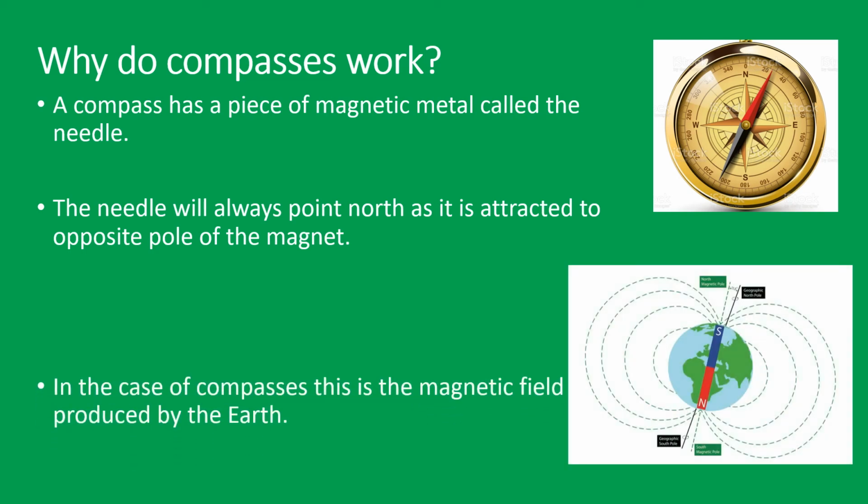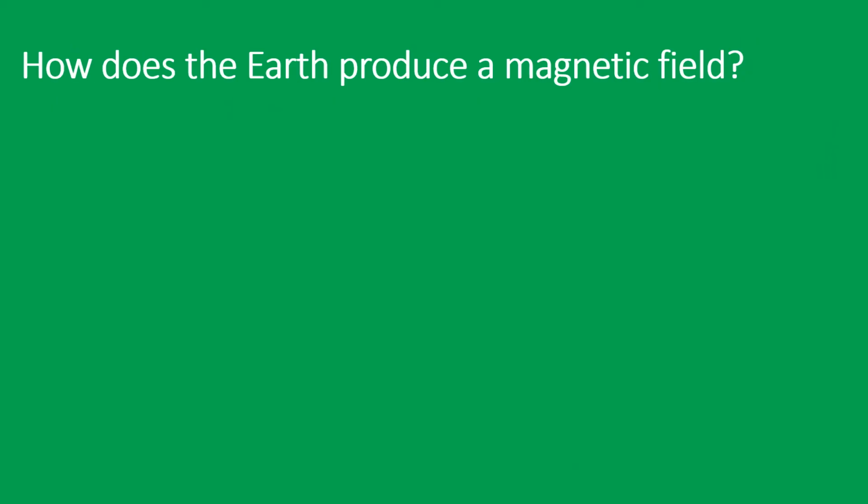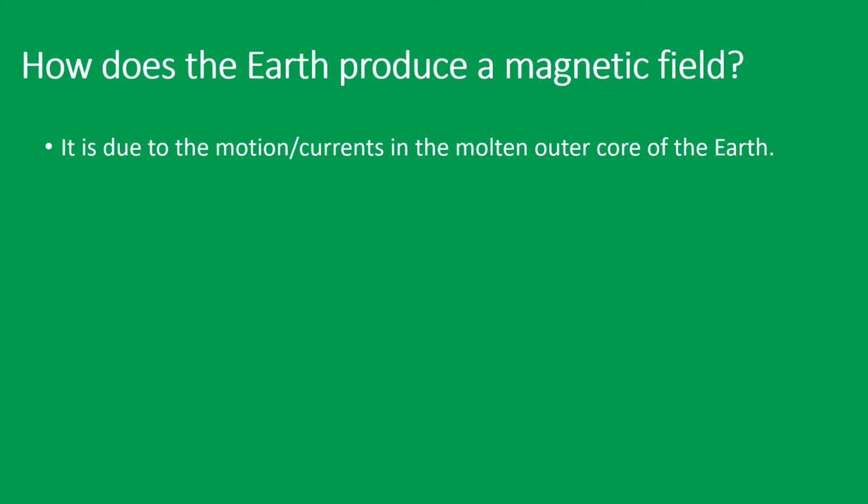But in the case of compasses, when we mainly use them, it is the magnetic field produced by the Earth that we're reacting to. So the Earth is a giant magnet. It has a north pole and a south pole. But how does the Earth produce a magnetic field? Well, it's mainly down to the motion and currents in the molten outer core of the Earth.